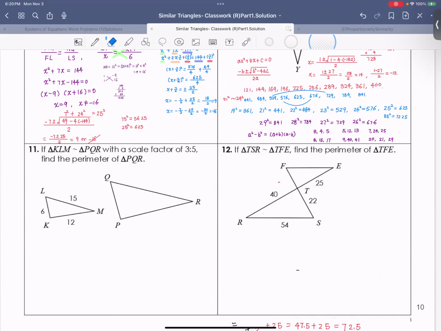Janet, your work is good, but you haven't shown me the final perimeter. You missed one more step. Good job, Melissa. Other people? Thank you, Janet.